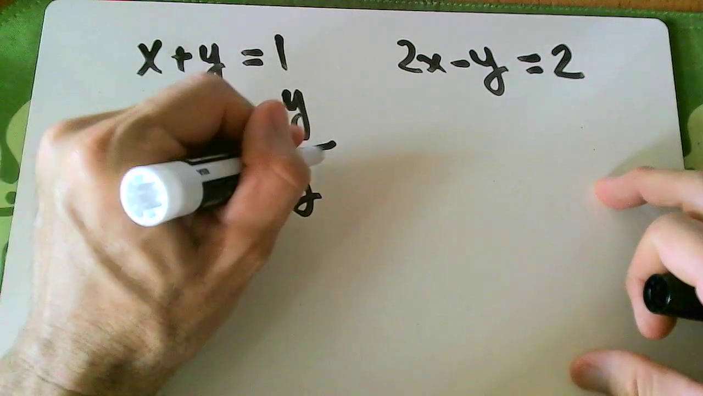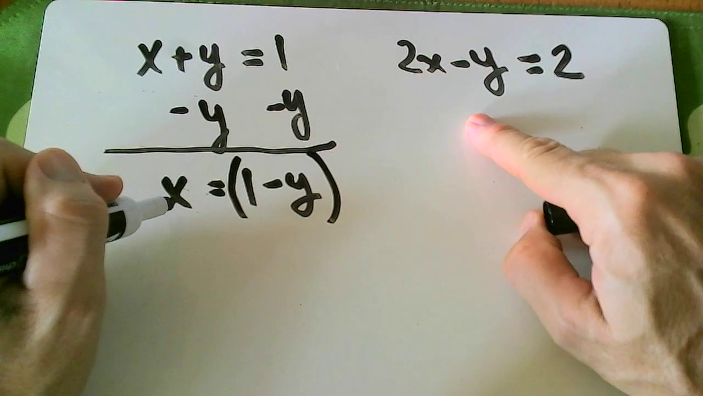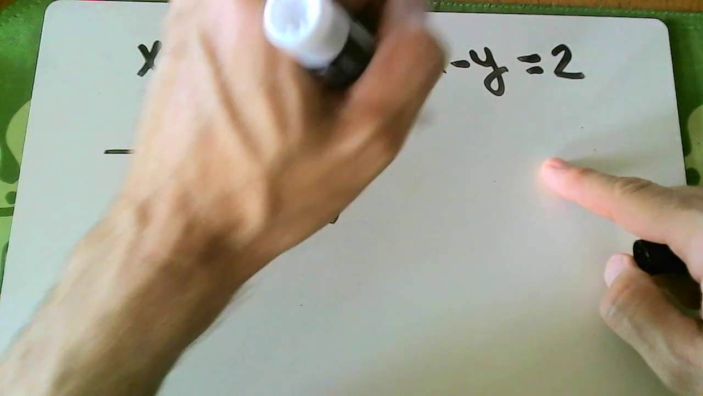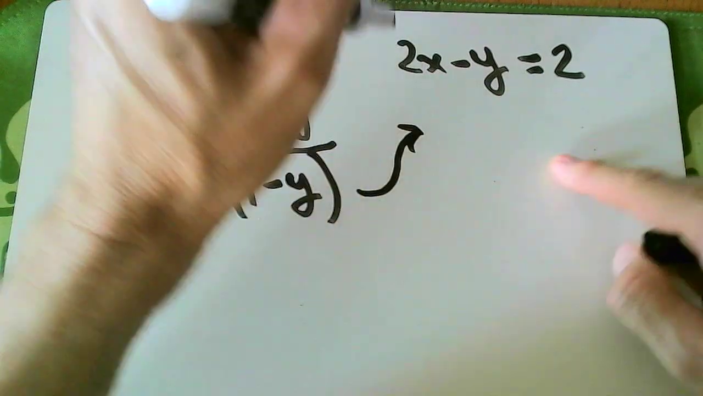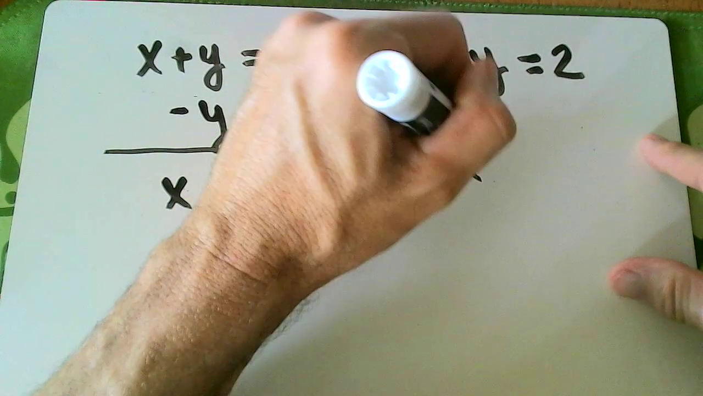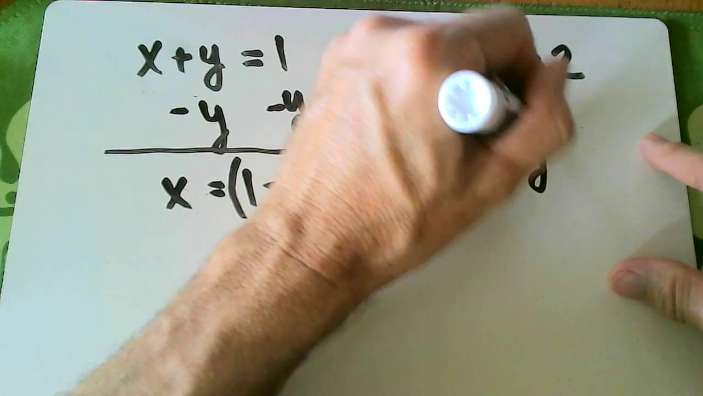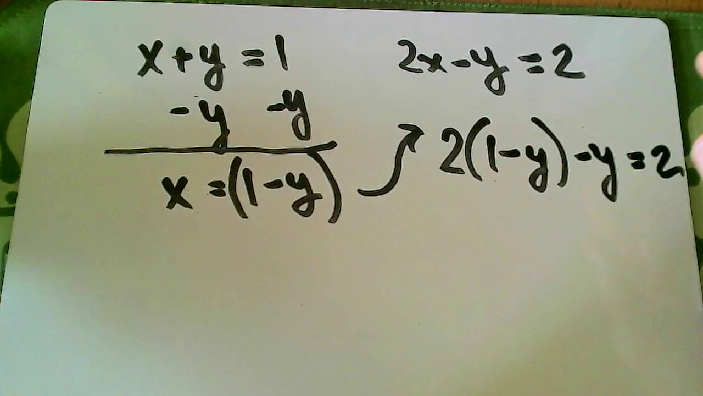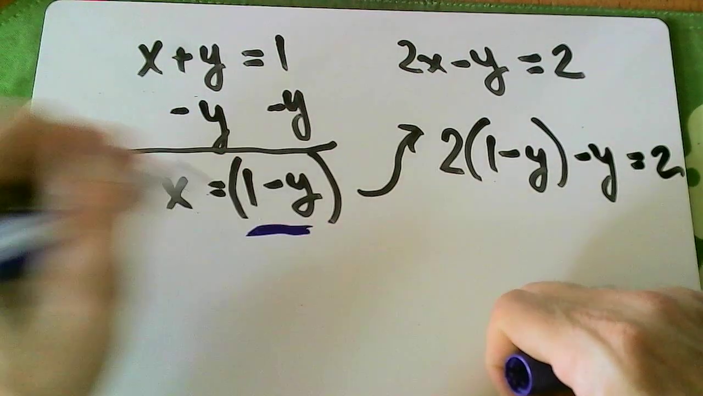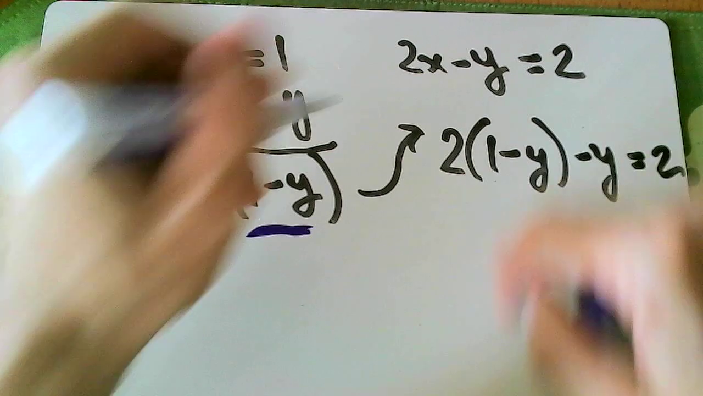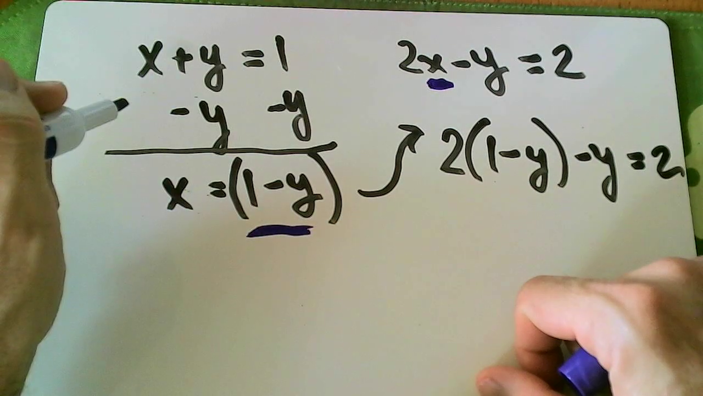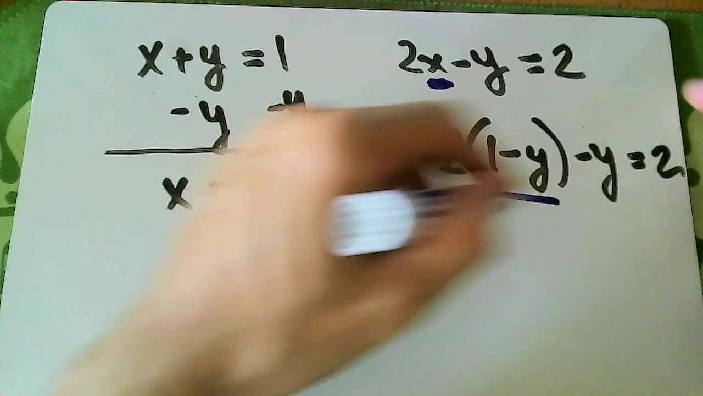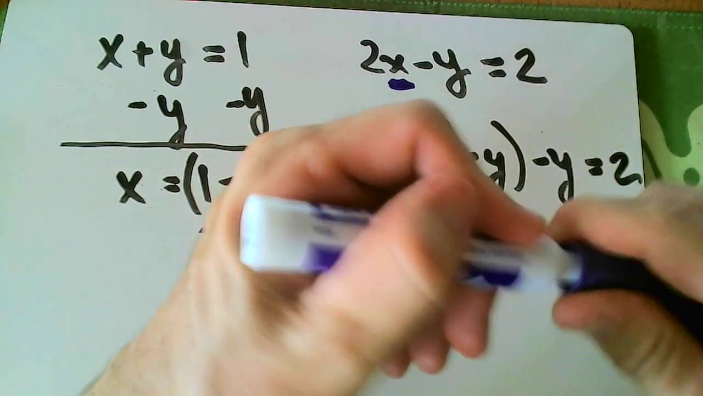So what we are going to do is look to this equation, and wherever there's an x, I'm going to replace it with 1 minus y. So over here, I'm going to have 2 times 1 minus y equals 2. So x equals this, so I'm going to substitute it into this second equation, wherever there's an x, as 1 minus y. Now I have an equation with all y values, and I can solve that.